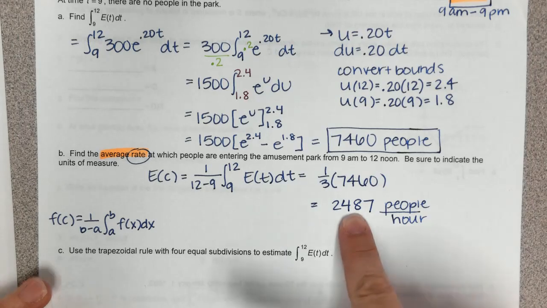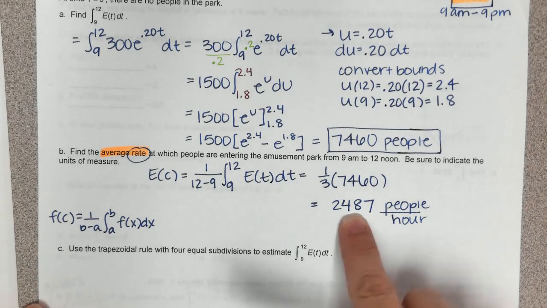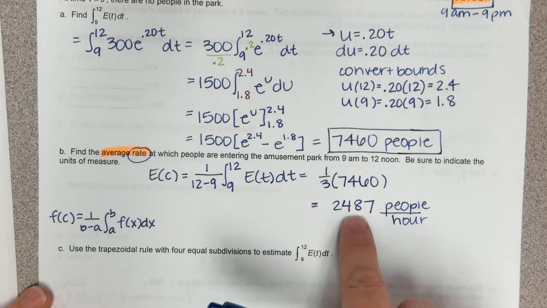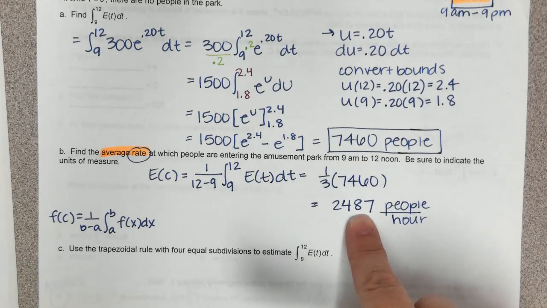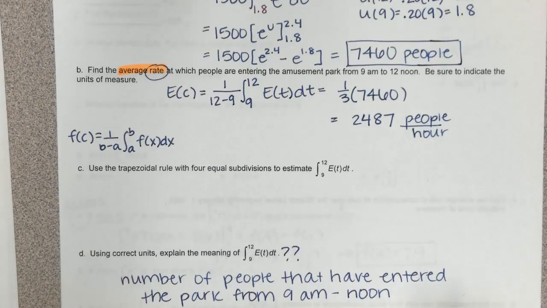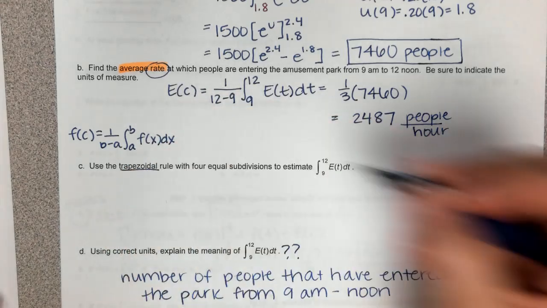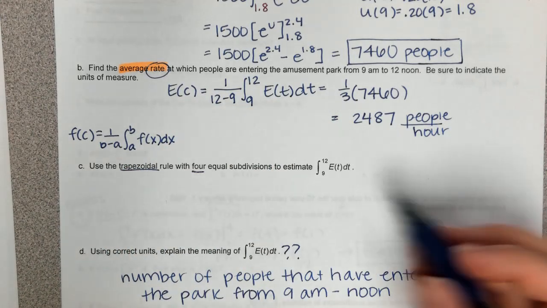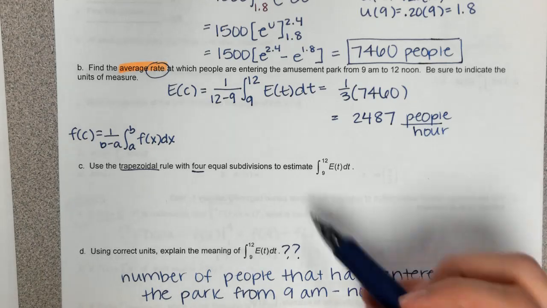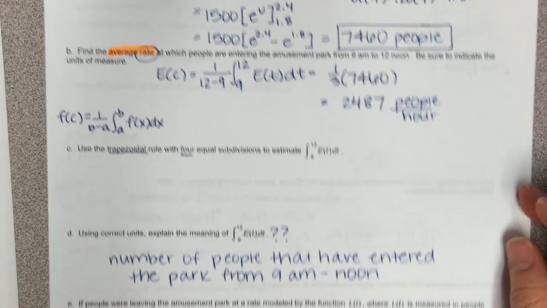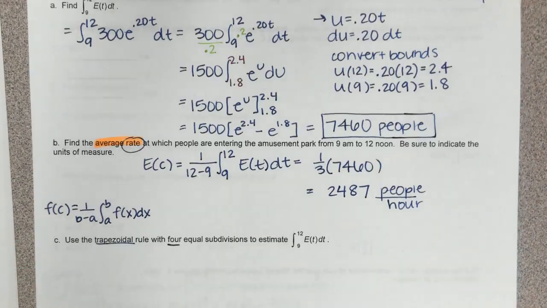Now, did every hour have exactly 2,487 people come in each hour? No, it changes, right? But this is the average. This is the average rate that people are coming into the park. Okay, so hopefully that helps you understand average value a little bit as well. And then part C says to use a trapezoidal approximation with 4 equal subintervals to estimate that. And you can try that if you want to practice your trapezoid rule. And I have the rest of the key to this in Schoology.